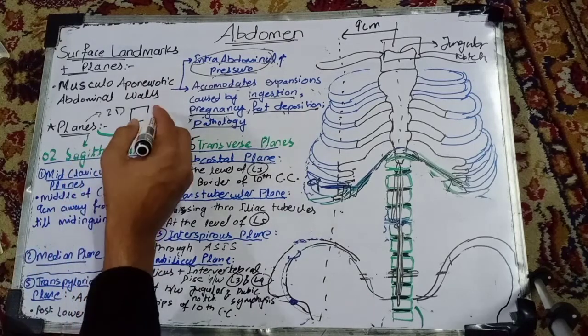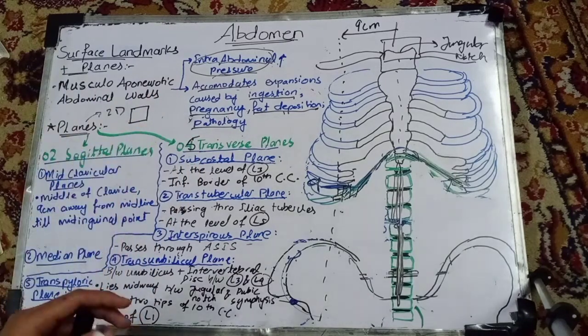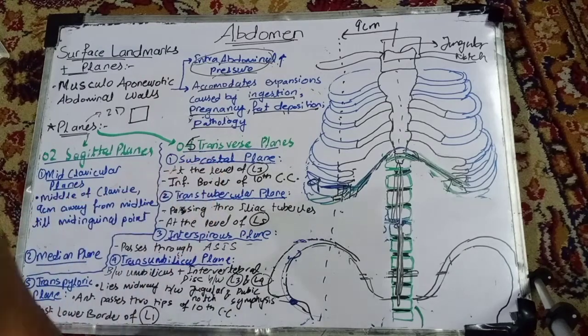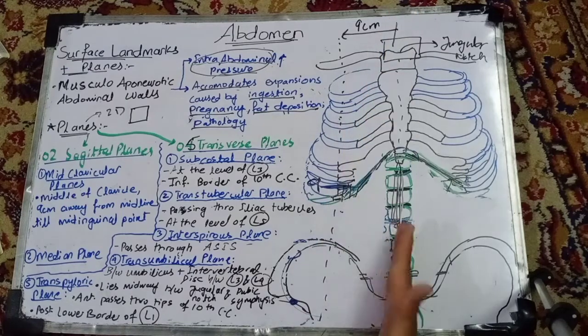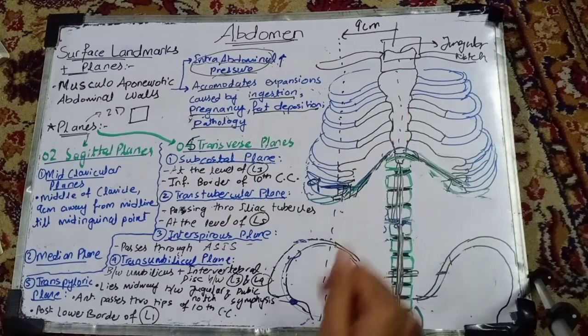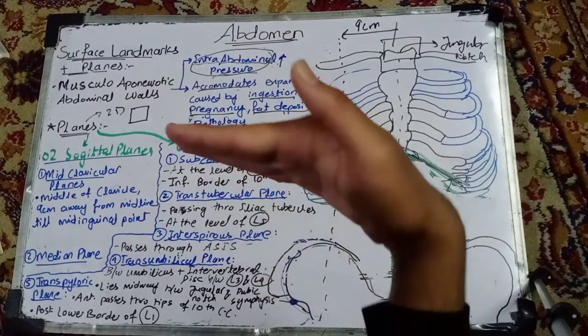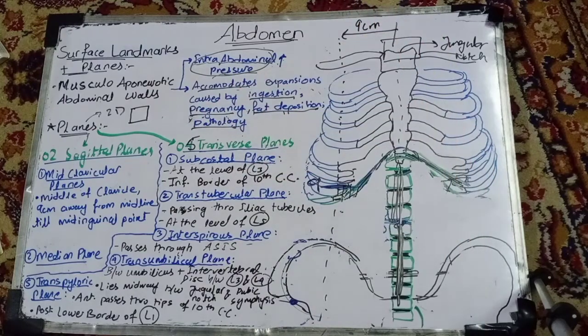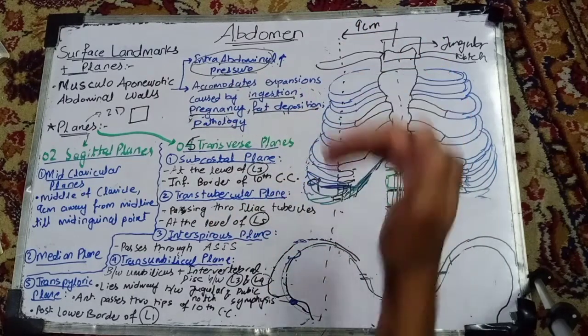So this sagittal plane will pass through the abdomen, and the transverse planes will be placed transversely or horizontally. Sagittal planes are vertically placed like this through the abdomen, and the transverse planes are horizontally placed. Now we are talking about the transverse planes that are horizontally placed.